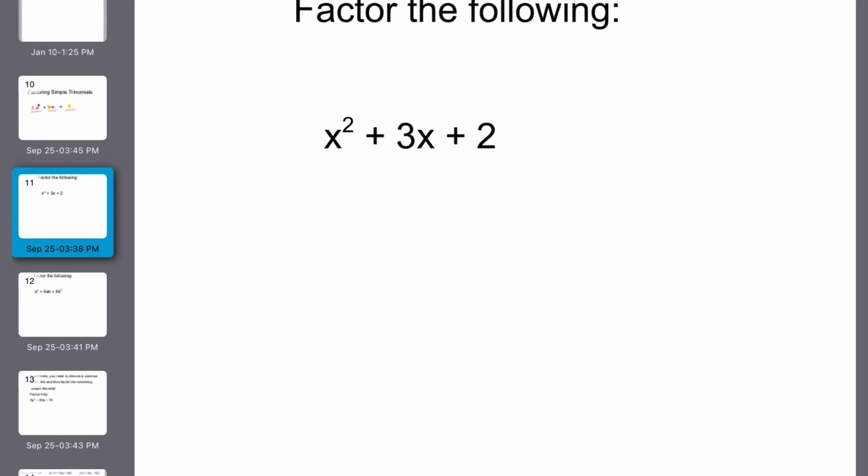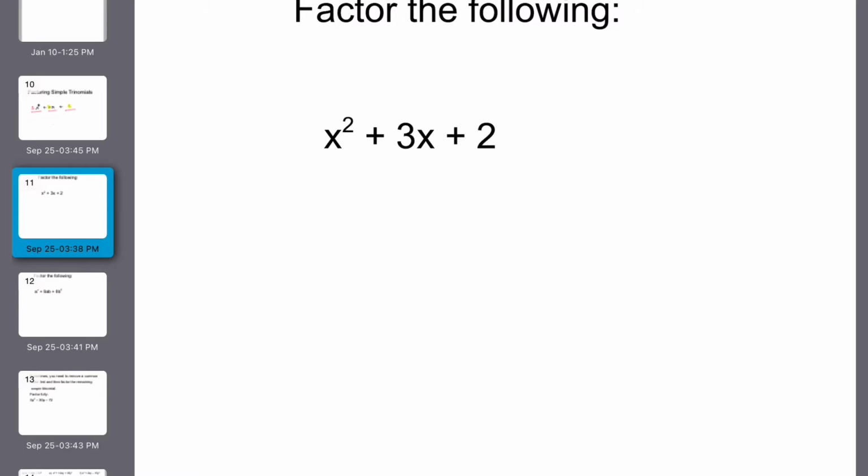Here's our first example. Factor the following: x squared plus 3x plus 2. So first off, we know this is a simple trinomial, three terms. We have a 1 in front of the x squared. Again, very, very important, but I'm just going to erase the 1 because we don't really need it there. Okay, so there's a couple super easy steps to factor this simple trinomial.